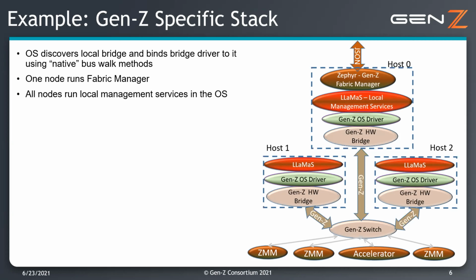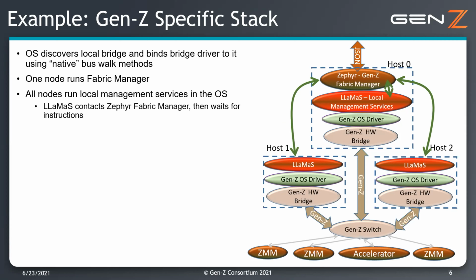And that fabric manager has a northbound interface which uses JSON to talk to the higher levels of Russ's OFMF stack. Now, every node in this fabric, every host node, also runs something called Llamas, the local Linux local management services. And that exists to talk to Zephyr on the one hand, and to the local kernel Gen Z subsystem on the other hand. Llamas contacts the Zephyr Fabric Manager over whatever networking technology might exist. In this example, it's over Ethernet, but it doesn't have to be Ethernet. And then it sits around and waits for Zephyr to tell it what to do. Next bullet.